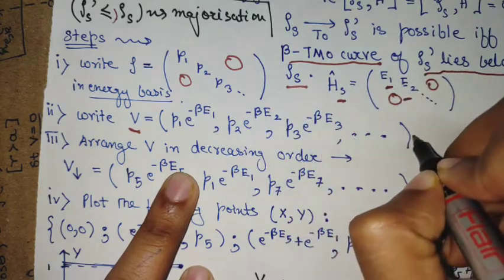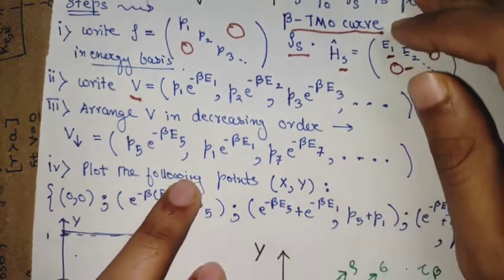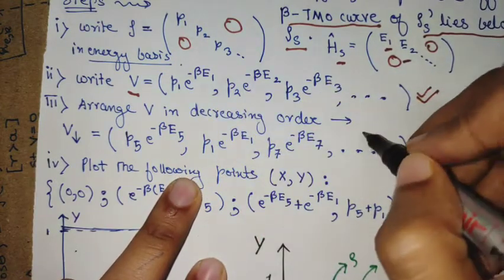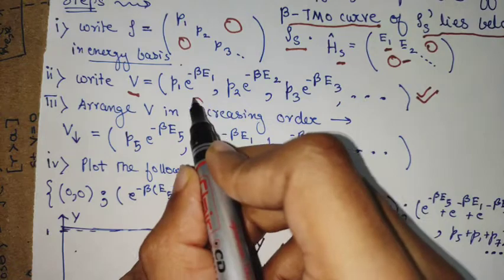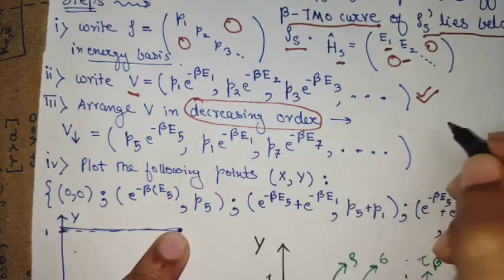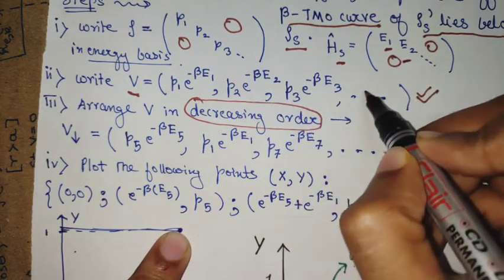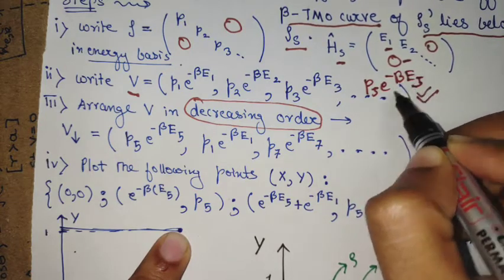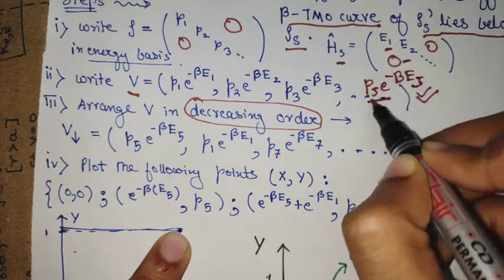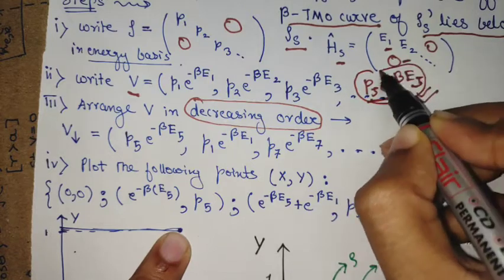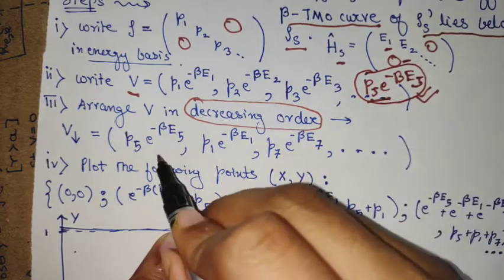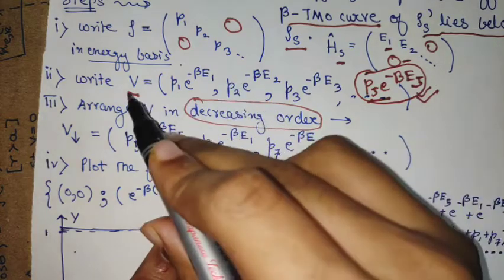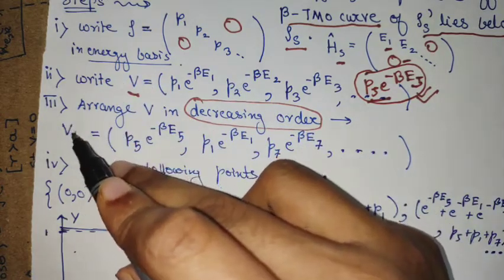Like this we arrange the entire array. First we get this particular array, then we sort this array in the descending order. So suppose P5 that occurs here, P5 e power minus beta E5, if the value of P5 e power minus beta E5, the quantity is highest, we bring it to the front. And then we sort the entire array of V again in the decreasing order.